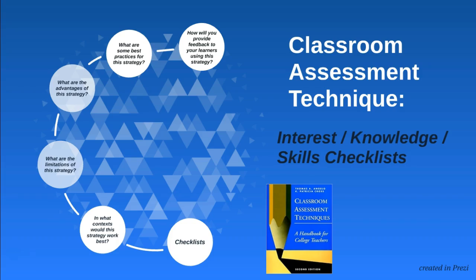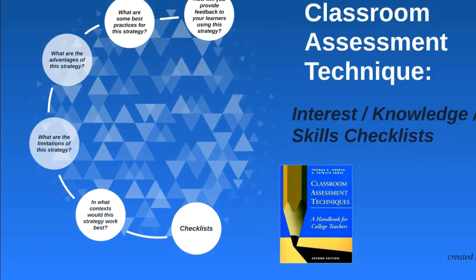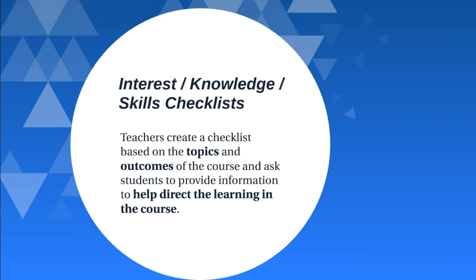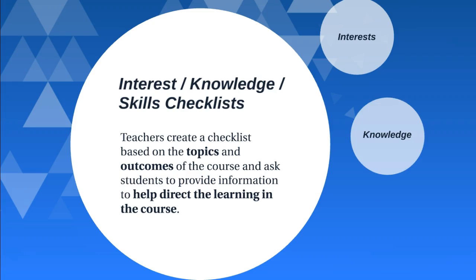We will be moving through the information on an upwards curve, beginning with checklists at the bottom of the page. So this tool involves teachers creating a checklist based on the topics and the outcomes of the course and asking students to provide information to help direct the learning in the course. So again, we're asking about their interests, knowledge, and skills.